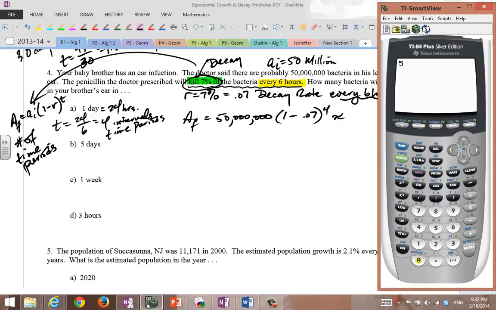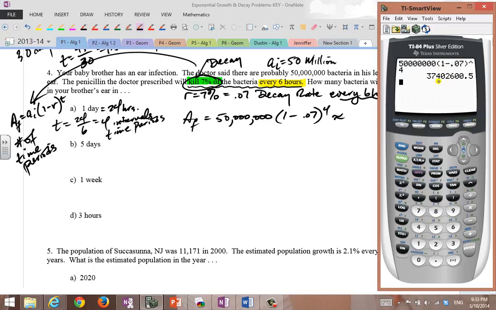So I'm going to enter in 50 million. One, two, three, four, five, six, 7. Yep, okay. That's 50 million times, well, not 2, go back, 1 minus 0.07 raised to the 4th power. Now you should always double check your digits here, because 1 digit off and you're toast, right? So always check your arithmetic here.